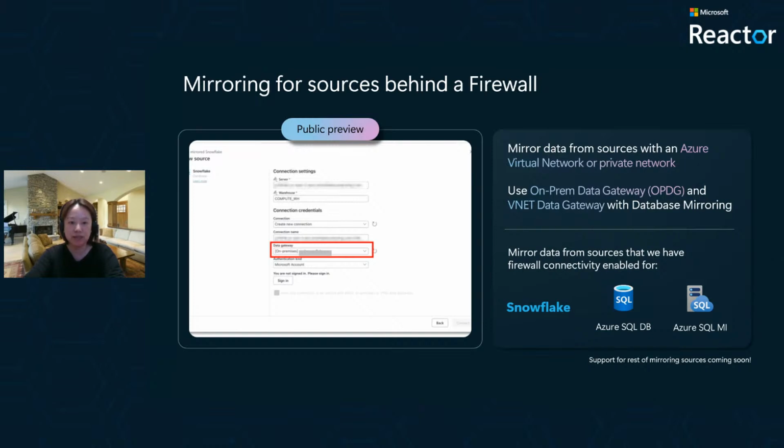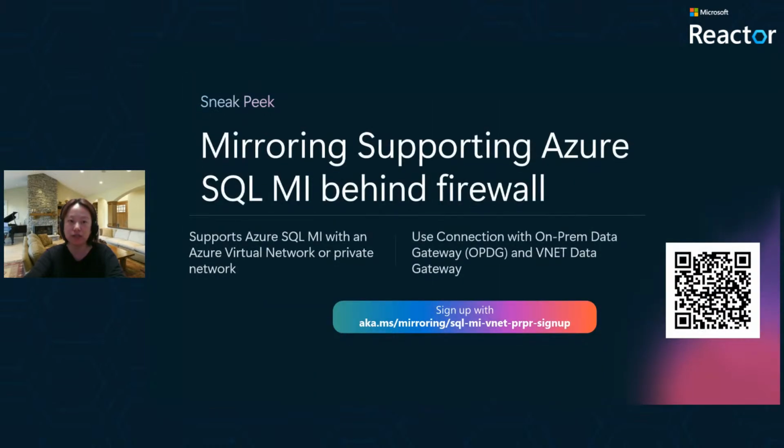This option is currently supported for Snowflake and Azure SQL database as a public preview feature that you can directly use. And we also support this for SQL MI as a private preview. So if you are interested in the SQL managed instance mirroring behind the firewall, you can scan the QR code or access this aka.ms link to sign up to try it out. And we'll keep enhancing these capabilities and bring it towards public preview.